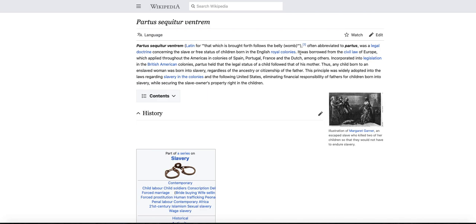Okay. So that which is brought forth follows the belly or the womb, because it also reminds me about removing a rib. I don't know. We'll just keep going. Often abbreviated to partus. So if you split that, it's saying part us. Okay. Even "till death do us part" is kind of just coming out to me right now.